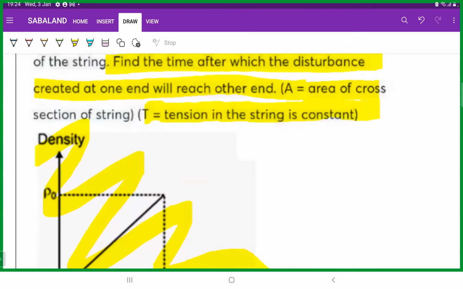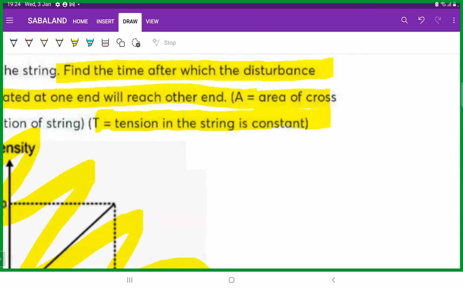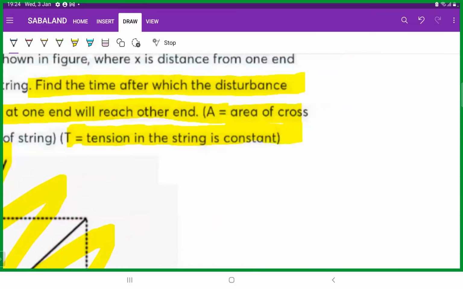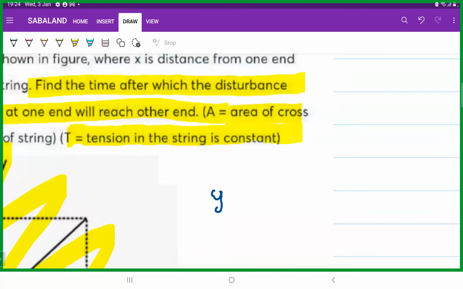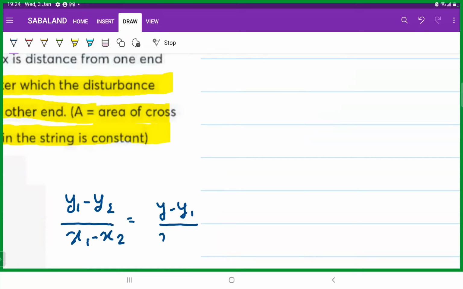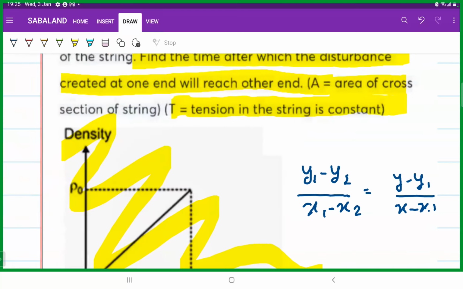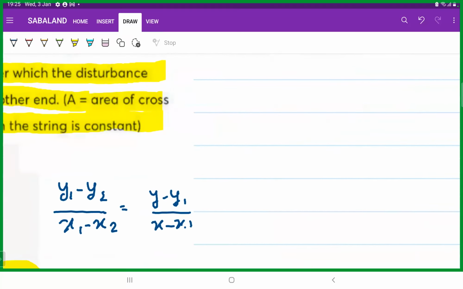Let's see, an equation will come out of this. If we simply write the straight line equation, you remember that, right? y1 minus y2 by x1 minus x2 is equal to y minus y1 by x minus x1. With the help of this equation, we will try to get an equation of the density, which will of course depend on length.